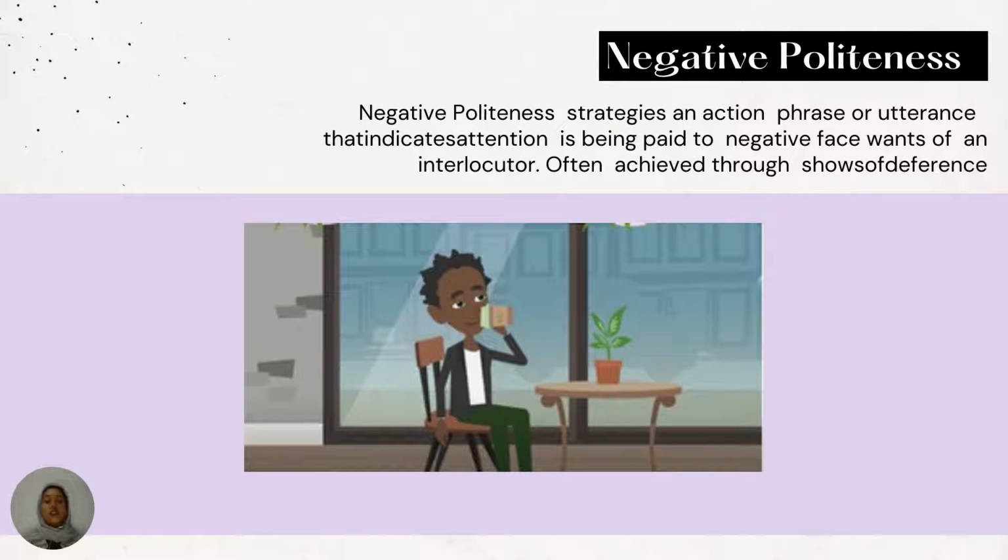Negative politeness strategy are actions, verbs or utterances that indicate attention is being paid to the negative face wants of an interlocutor, often achieved through shows of deference.